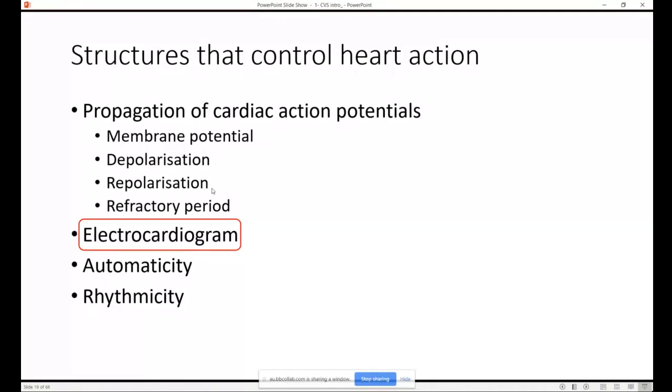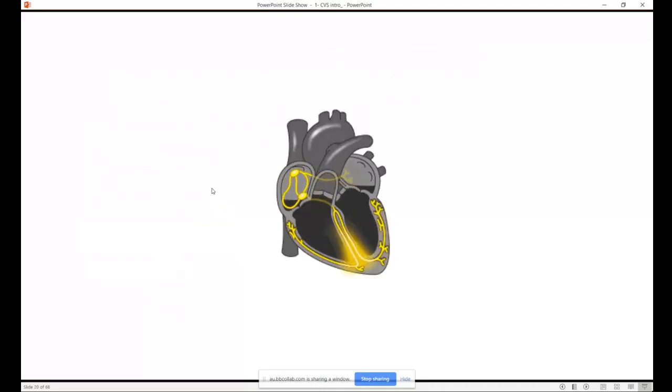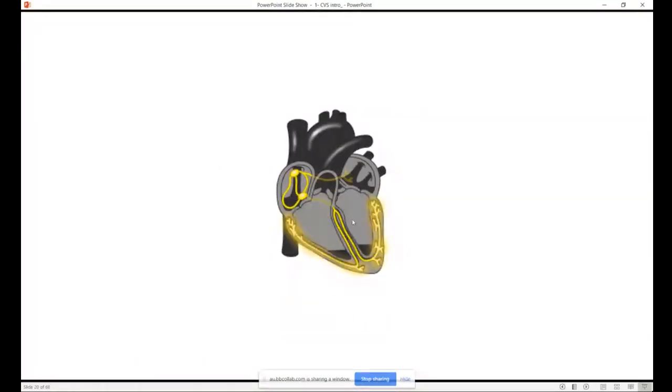You must have seen some ECGs, right? So this is basically a record of electrical activity of the heart. Okay? So this is what is happening. The SA node fires. There's a little delay at the AV node, and then the signal goes to the ventricles. So atria contracts slightly before the ventricles.